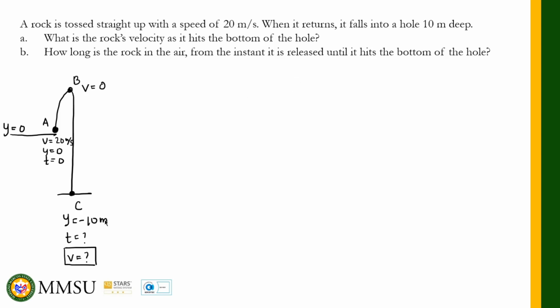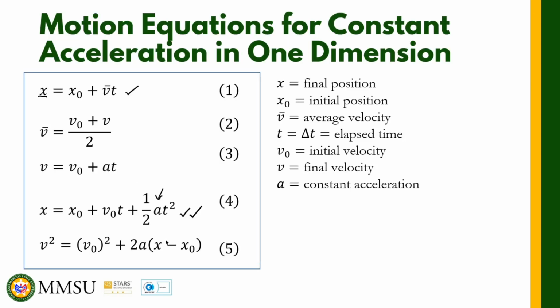We are solving for v, the final velocity. Based on our kinematic equations, the unknown is v. We don't know any time, so we can use equation 5, because equation 5 is the only equation that does not involve time. So let us use equation 5.